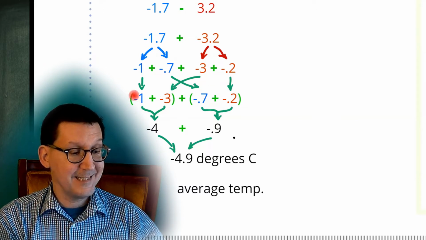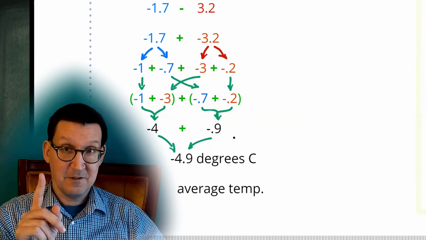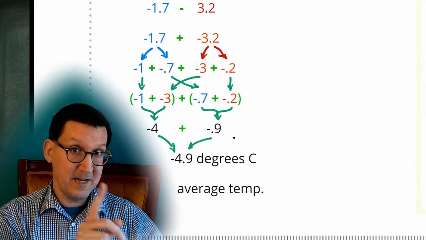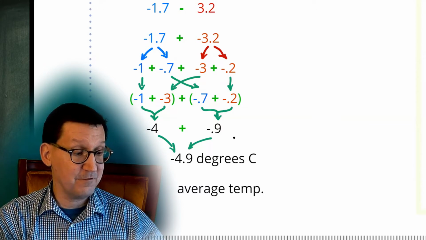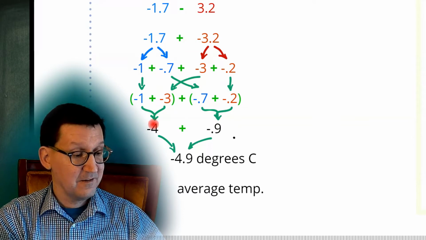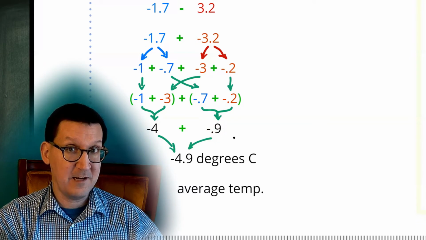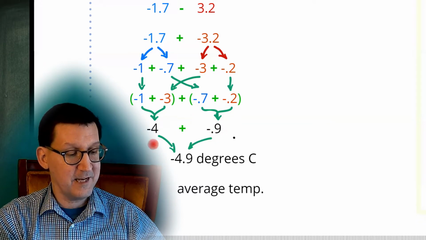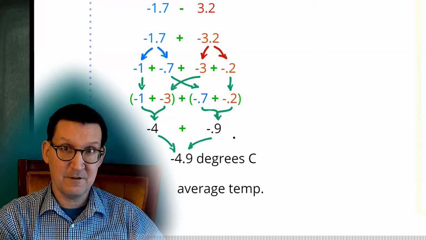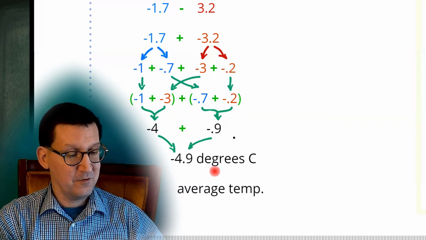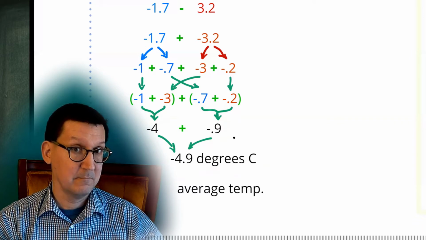So negative 1 plus negative 3, you know what that is? You're adding 2 negative numbers together. So if you go to negative 1 and go negative 3 more, you're just going more negative. So we're adding those together. Negative 1 plus negative 3 gives you negative 4. There's negative 4. Negative 0.7 plus negative 0.2, well, that's negative 0.9, of course. Put the 2 together. Negative 4 plus negative 0.9, well, that's just negative 4.9 degrees. And that's what you get. Negative 4.9 degrees Celsius is your average daily temperature in January.